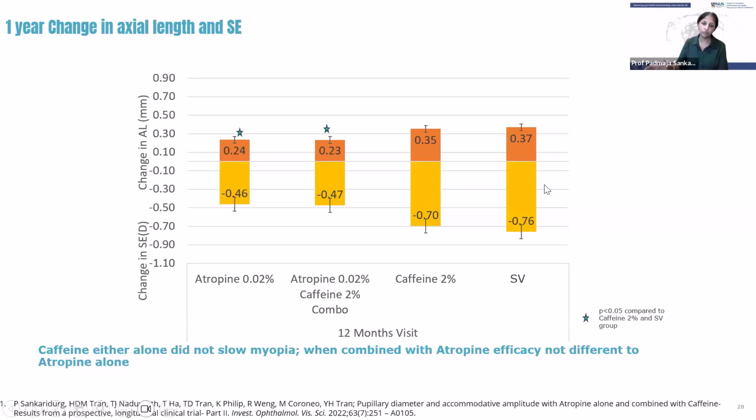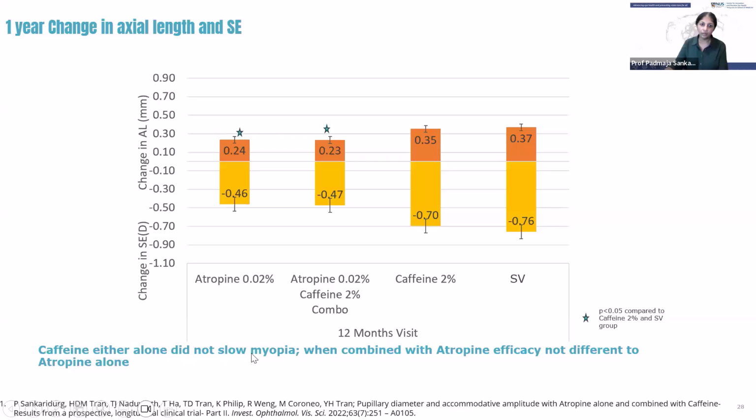And we know that this is roughly what we would expect to see in an Asian population. So the control group was performing as expected. Now, what we see with the caffeine group is that it had a change in axial length and spherical equivalent very similar to the single vision lens wearing group, and there were no differences between the groups. Both the atropine alone and the combination group have a much lower change in axial length as well as spherical equivalent in comparison to the caffeine alone and the single vision lens wearing group, and they were significantly different. However, when we look at the atropine group and the combination group, there were no differences.